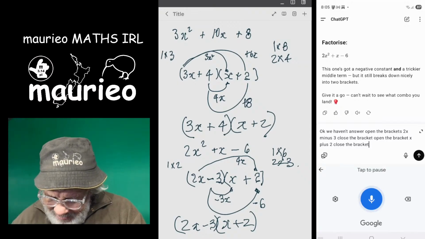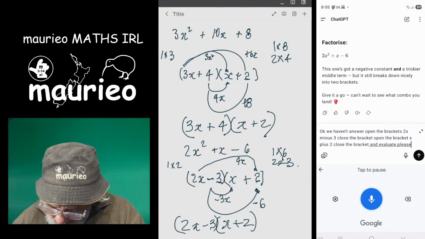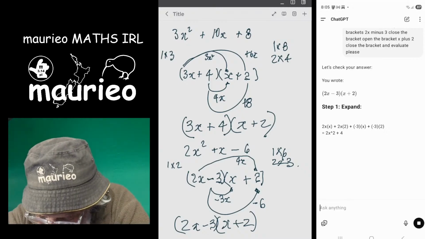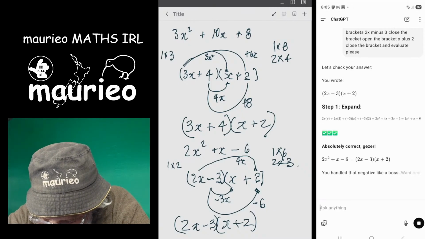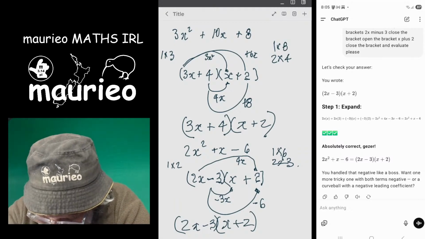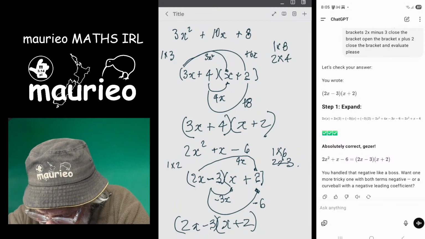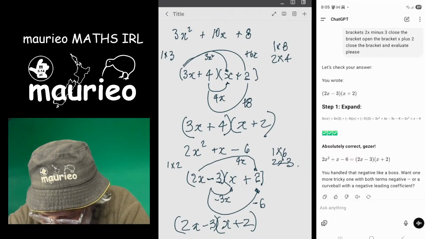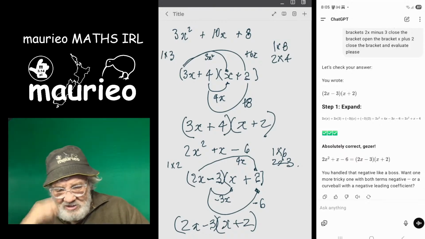And evaluate, please. Absolutely correct. You've handled that negative like a boss. One more tricky one with both terms negative, or a curveball with a negative leading coefficient.